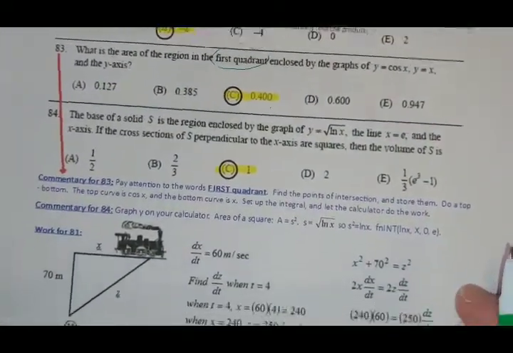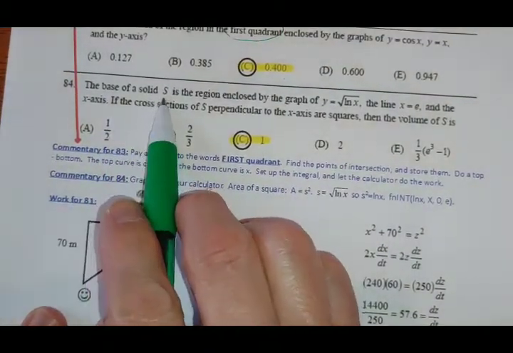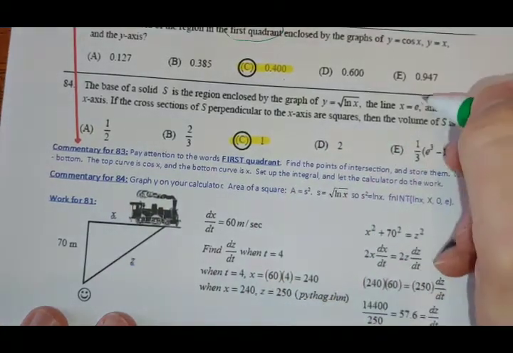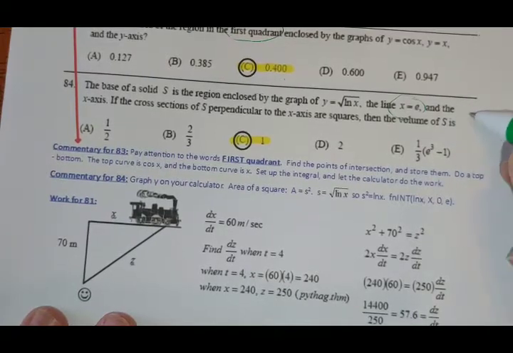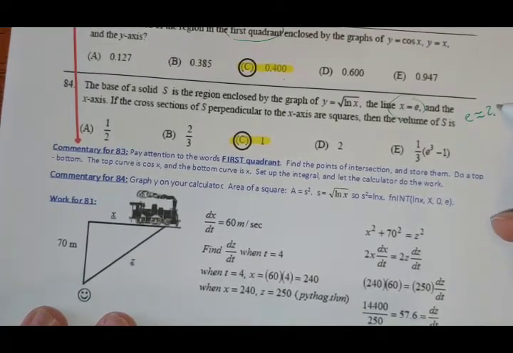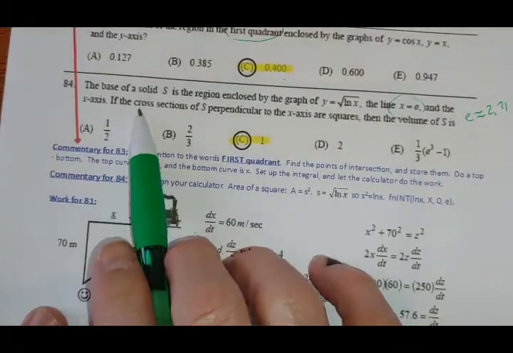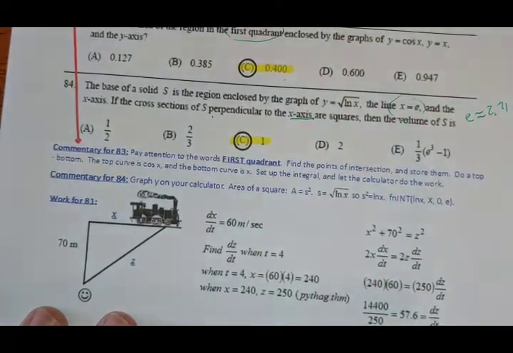Number 84. The base of the solid of a region enclosed by the graph of ln x and x equal to e. Now remember, we don't graph vertical lines on our calculator. We just know that e is approximately 2.71 blah, blah, blah, almost 3. Cross sections are perpendicular to the x-axis, so we're in terms of x, and the cross sections are squares.